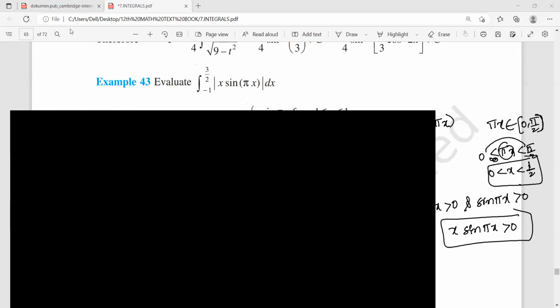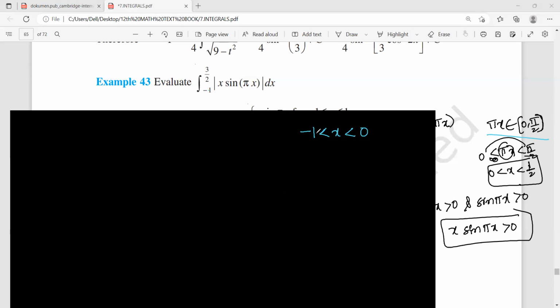Now you got this point? So see, we just assumed pi x belongs to 0 to pi by 2. Otherwise you can take it this way: minus 1, you take x value, now minus 1 less than x less than 1. Let's take this.